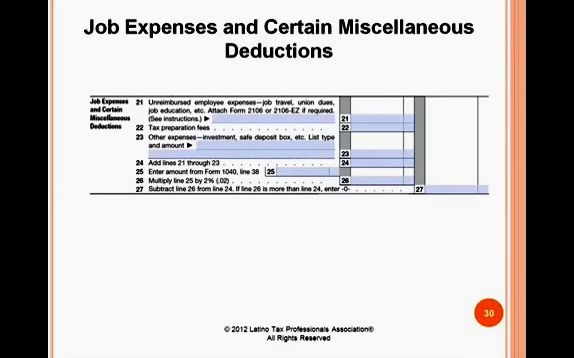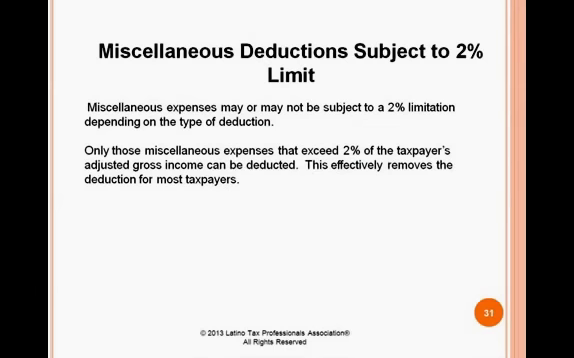One of the problems with this particular form is it's subject to a 2% floor, or there's a minimum cap. So as you saw, one of the line items is tax preparation fees. Now, if that's the only thing someone has as tax preparation fees, that's usually not helping them because it's less than the minimum 2%. So miscellaneous expenses may or may not be subject to a 2% limitation. Normally they are, depending on the type of deduction. Only those miscellaneous expenses that exceed 2% of the taxpayer's adjusted gross income can be deducted. This effectively removes the deduction for most taxpayers.